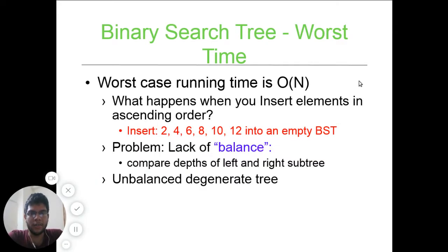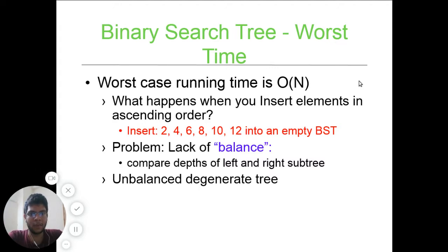So, binary search tree worst case running time, as I mentioned before, is order n. How? What happens when you insert elements in ascending order? Insert 2, 4, 6, 8, 10, 12 into an empty BST. If you are familiar with BST, what will happen is a degenerate tree: 2, right child 4, right child 6, and so on. It's a straight chain. It's not a tree, it's like a linked list in that case. We are not able to exploit the tree structure of our data structure.